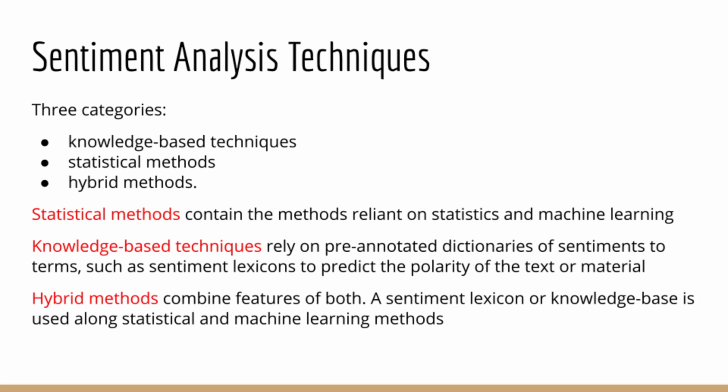Using machine learning classification methods, there is no need for pre-annotated dictionaries of sentiments to terms. This is due to the more commonly used supervised machine learning classifiers training on features extracted from the corpus. These classifiers rely normally on naive Bayes and maximum entropy for their classification. Knowledge-based techniques, on the other hand, require some prior pre-annotated dictionaries of sentiments to terms, such as sentiment lexicons, to predict the polarity of the text or material under examination.